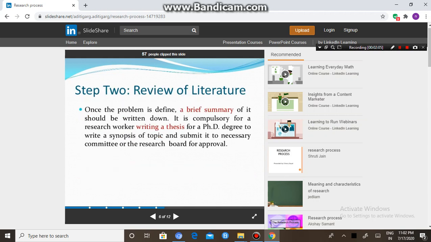Step 2. Review of literature. Once the problem is defined, a brief summary of it should be written down. It is compulsory for a research worker writing a thesis or for PhD degrees to write a synopsis of the topic and submit it to the necessary committee or the research board for approval.